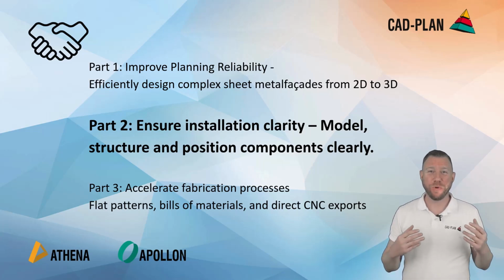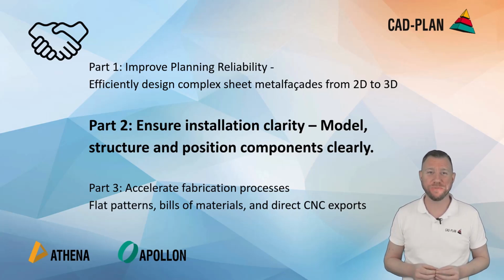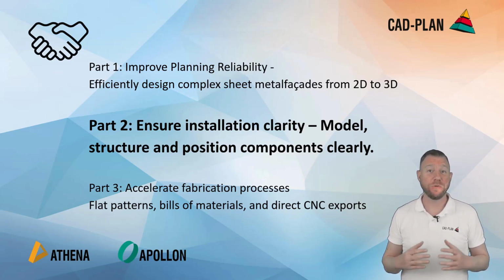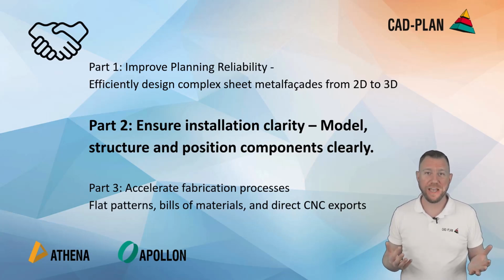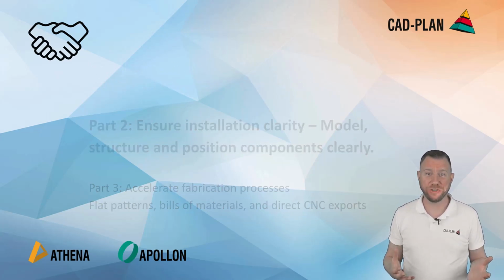Building on this, we will now show you how this data is transferred into 3D and further processed for installation and production. In Part 3, the focus is on accelerating production processes. This includes sheet metal unfolding, bill of materials, and direct manufacturing exports. All relevant data is automatically derived from the model and used directly for production. This creates a continuous process from planning through to production-ready implementation.